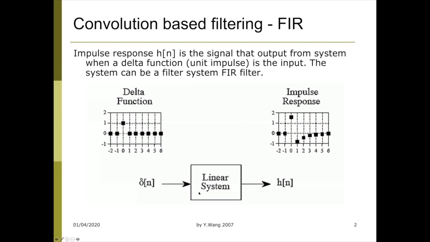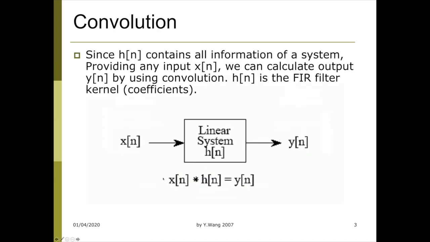The linear system is not going to have extra energy. There's no extra energy from outside, so this is a closed system. So the energy is going to die out in a finite period of time, no matter how long. So the impulse response will become zero at some point. So it's a finite impulse response. We can then use this impulse response as a filter. That kind of filter can be implemented by convolution.